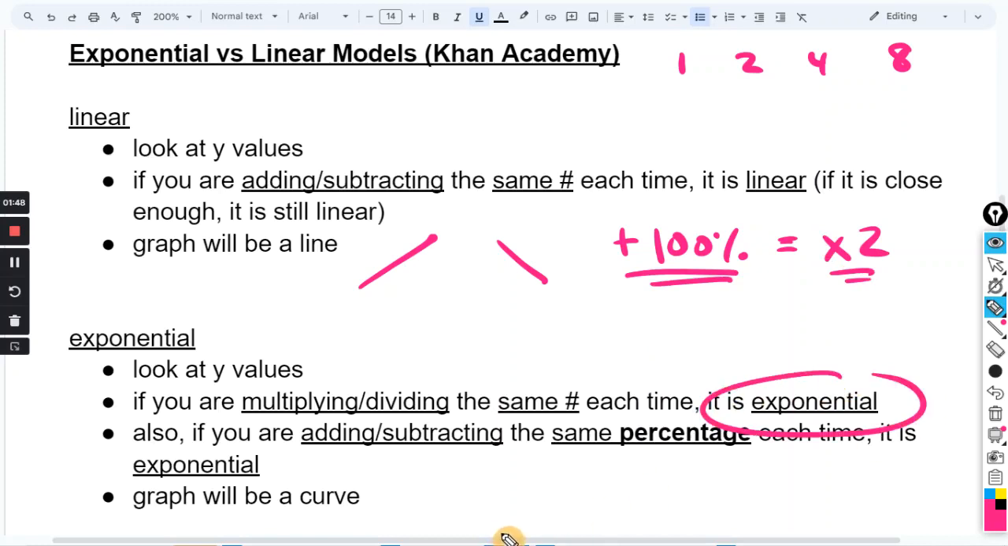So in that case, it's going to be exponential, and the graph will be a curve, okay? So it might be curved upward, curved downward. It could be curved like that, but either way, it's not going to be a line. It's not going to be linear. It's going to be a curve. So again, these are the only two possibilities.